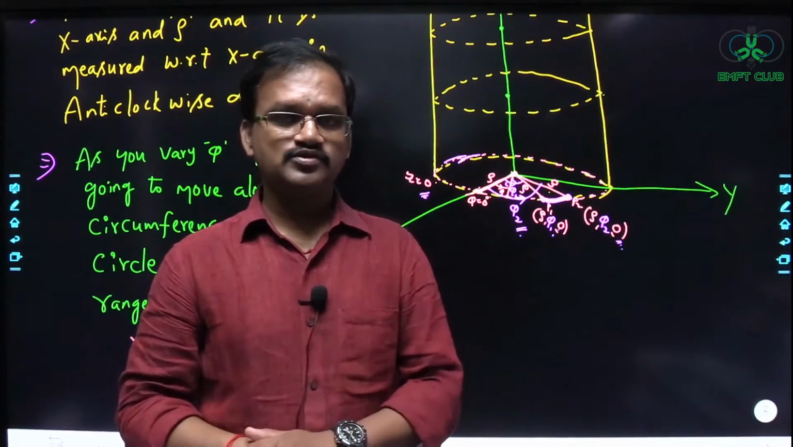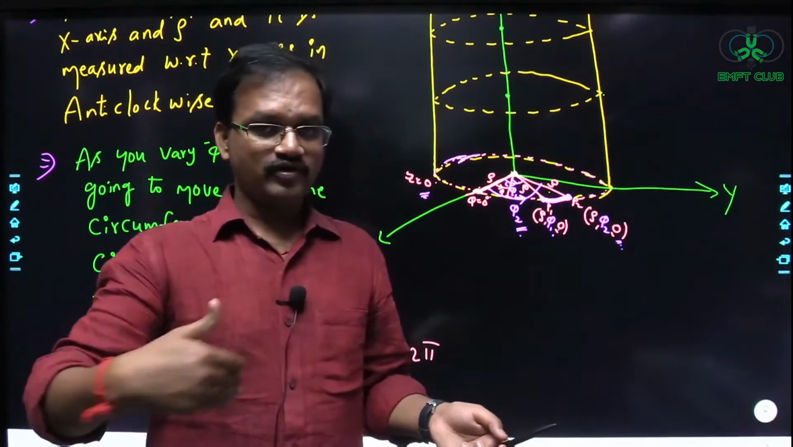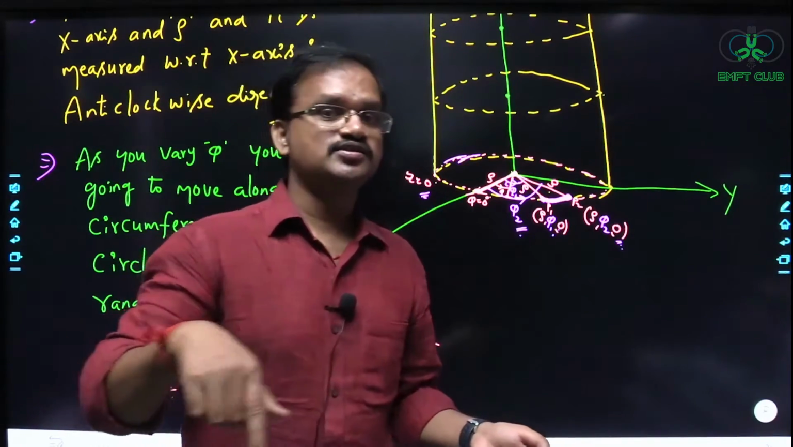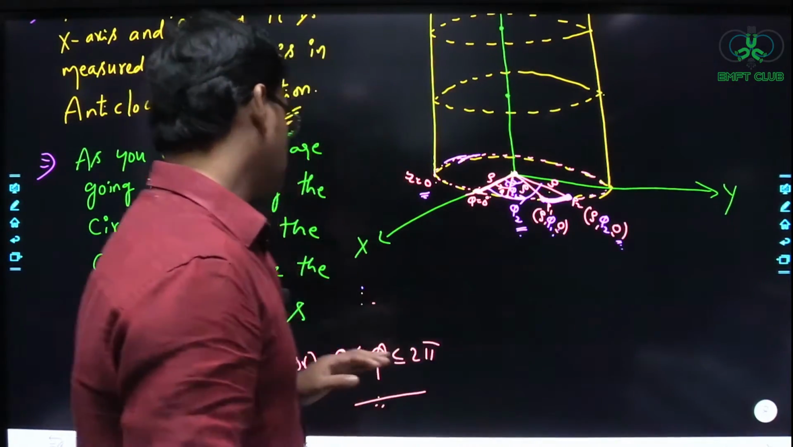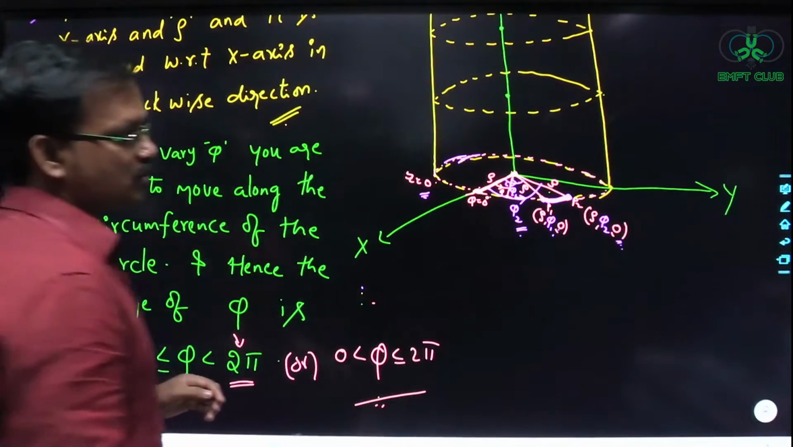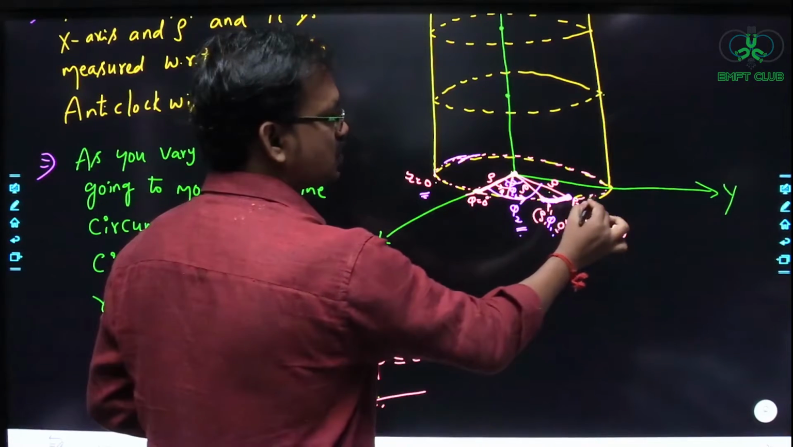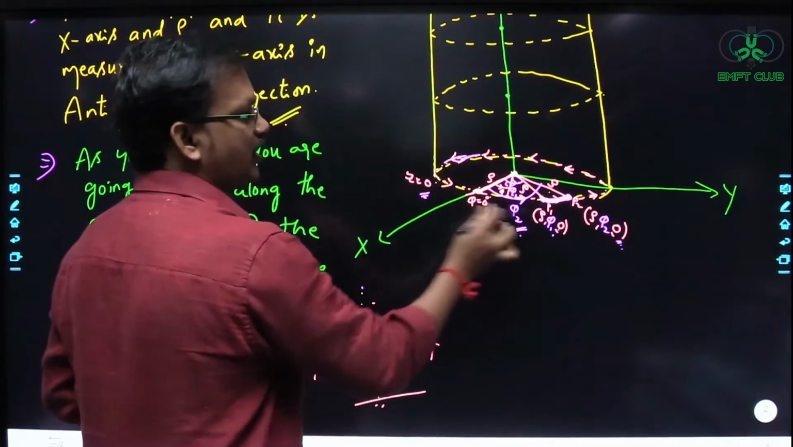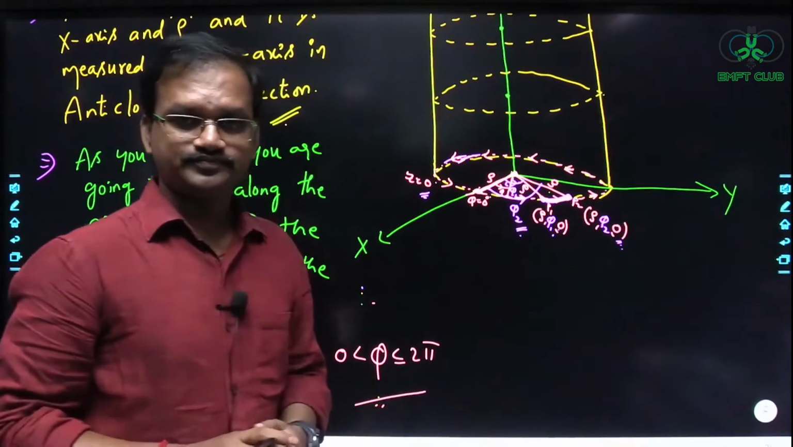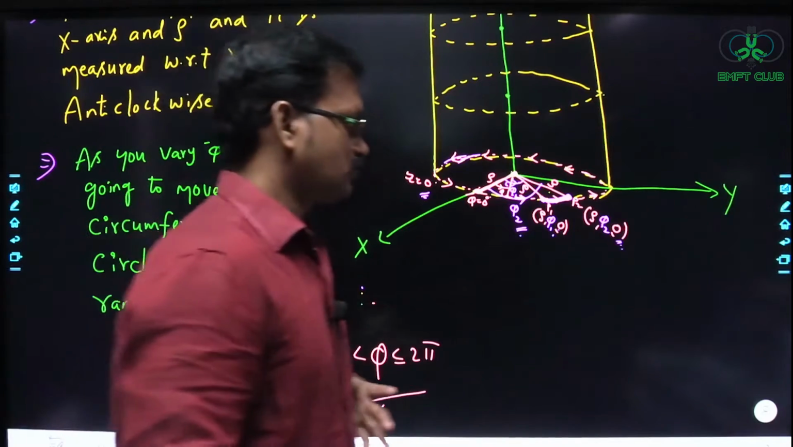Why is it varying from 0 to 2 pi? As you vary phi, you are going to move along the circumference of the circle, and hence the range of phi is from 0 to 2 pi. Understood? Okay. So these are the points we have concluded. So as phi increases, you are going to move along the circumference of the circle in anti-clockwise direction. Right? Okay.